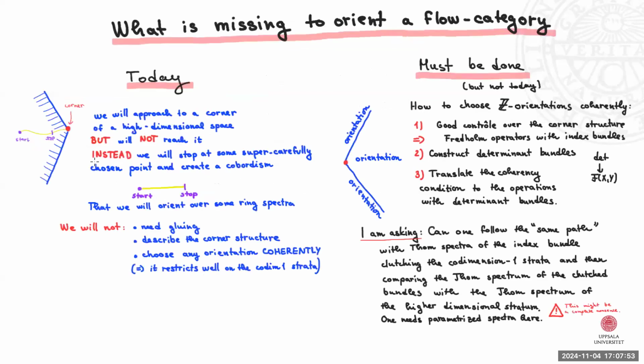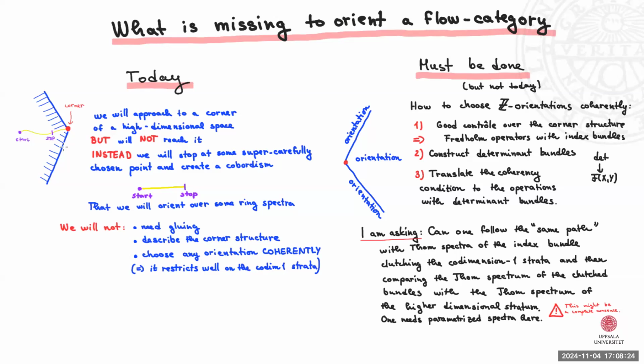Okay, so let me proceed with the things that we are not going to cover today. What we are going to cover today: we will have some moduli space, which maybe has some corner structure in it, and we will take some one-dimensional path in this moduli space. This moduli space is going to be of a lot of dimensions. And what we are going to do is slowly approach this, slowly.